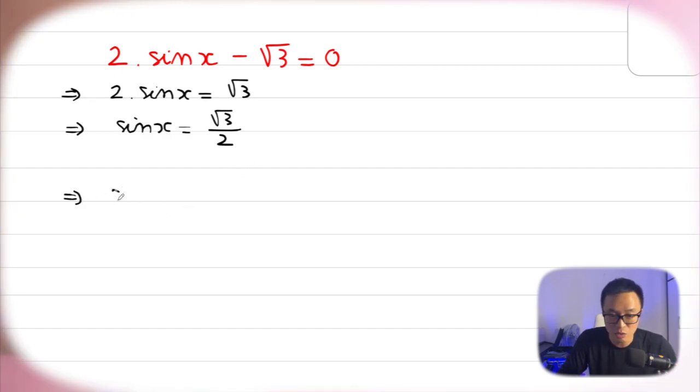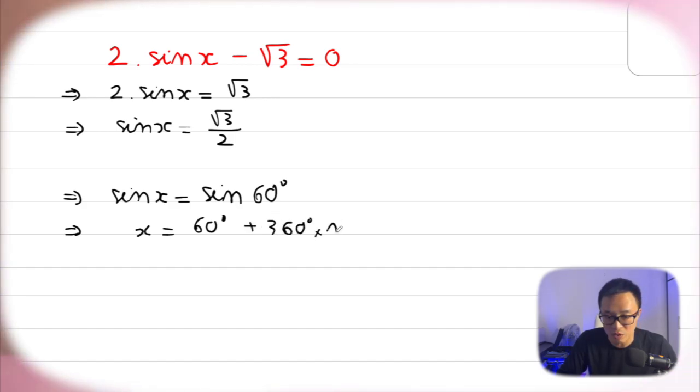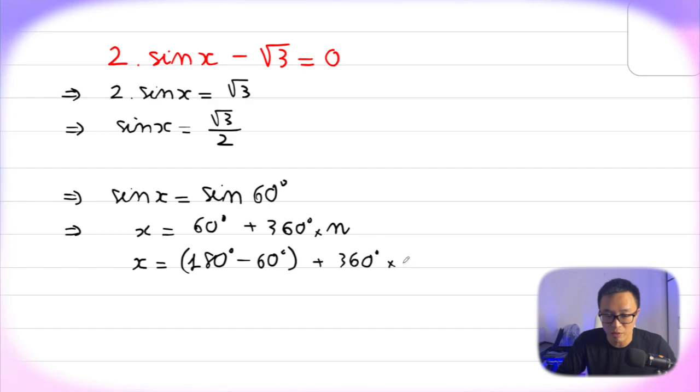Then you need to convert square root of 3 over 2 into the sine of an angle, and that angle has to be 60 degrees. You can use your calculator for this. So sine h equals sine 60 degrees. This means you need to write down two formulas. The first formula keeps the angle unchanged, plus 360 degrees multiplied by n. For the second, we take the supplementary angle, 180 minus 60 degrees inside the bracket, for the second solution, plus 360 degrees multiplied by n.